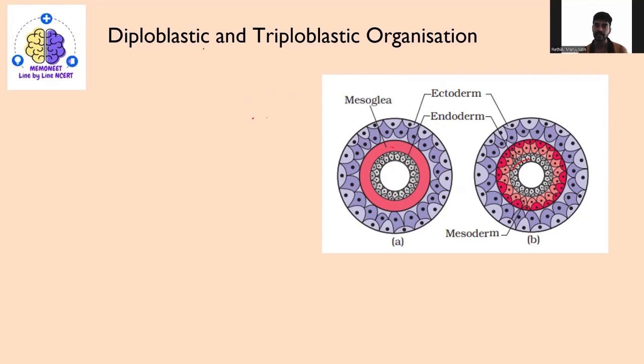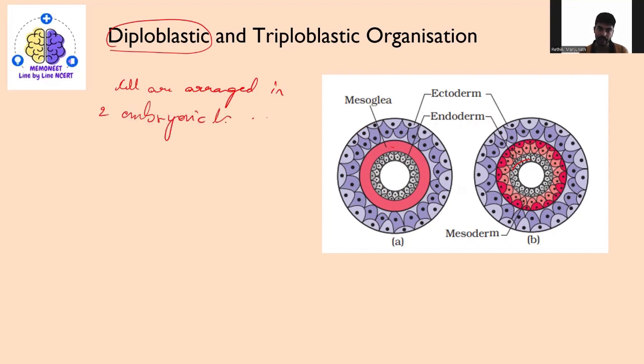So the next topic is the diploblastic and triploblastic organization. When I'm talking about diploblastic organization, in the animal there will be cells arranged in two embryonic layers. The outer one is called the ectoderm, and the inner one is called the endoderm.